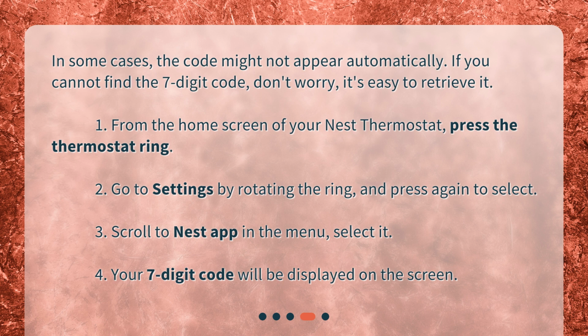1. From the home screen of your Nest Thermostat, press the thermostat ring. 2. Go to Settings by rotating the ring, and press again to select. 3. Scroll to Nest app in the menu, select it. 4. Your 7-digit code will be displayed on the screen.